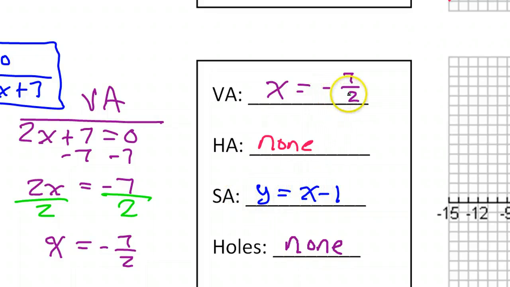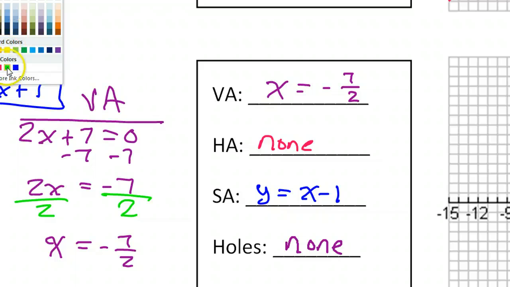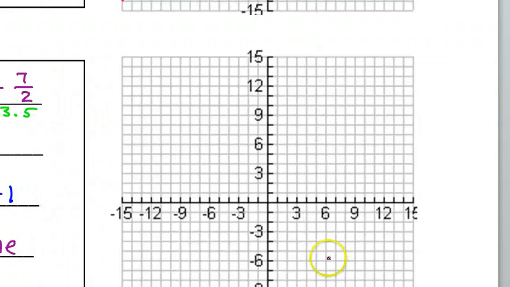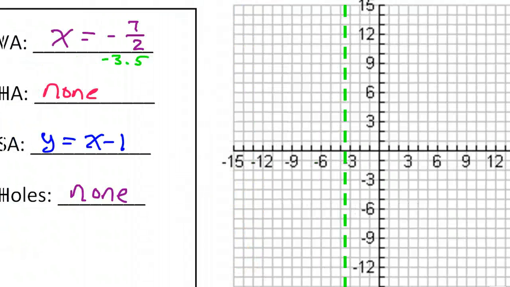First of all, the vertical asymptote, this is negative 3.5. So we'll think of it that way to help us graph it. Okay, this is negative 3.5. Okay, so we'll graph it right here. So there's my vertical asymptote.